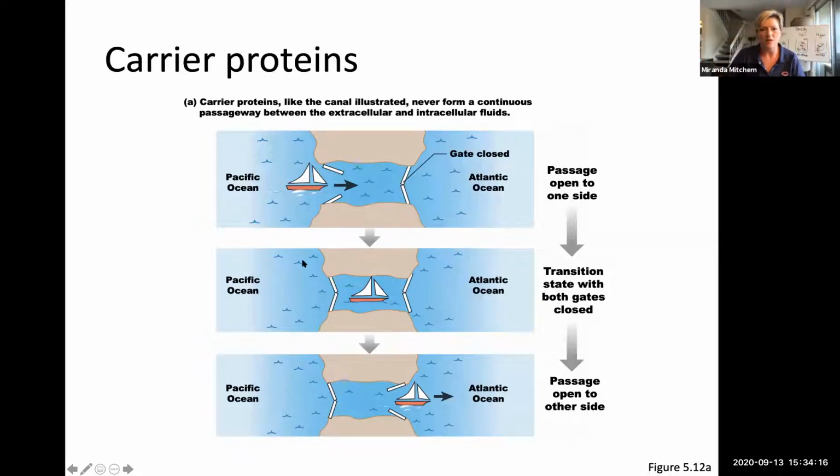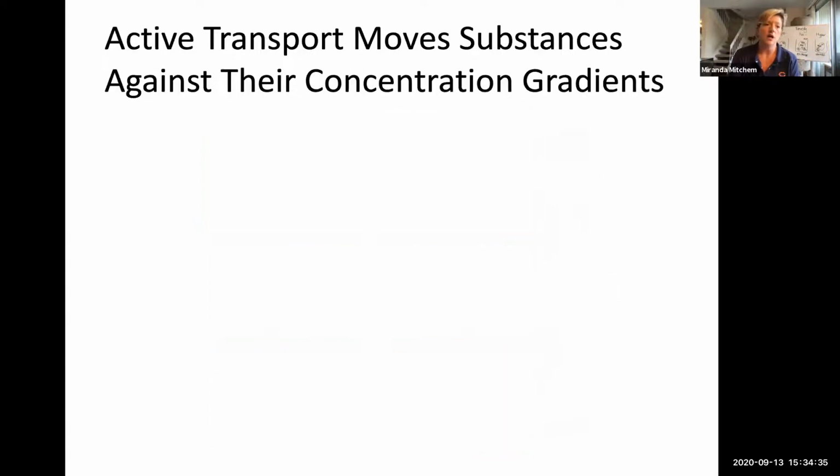If we're in this middle situation where the boat is trapped with both gates closed and only the first gate opens, the boat's gonna have to turn around and go that way. So the carrier protein controls the direction. And we saw that with the symport and the uniport.